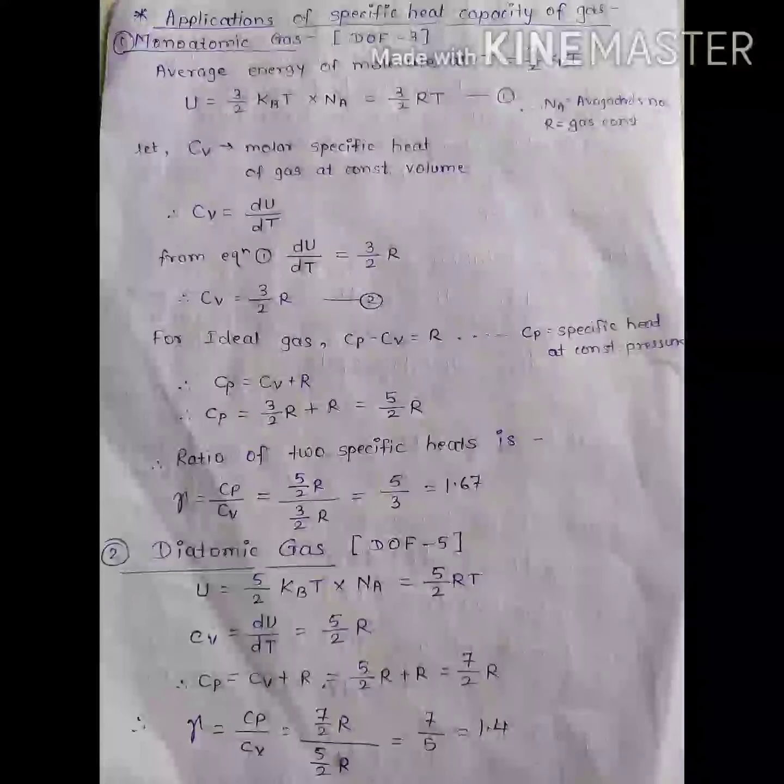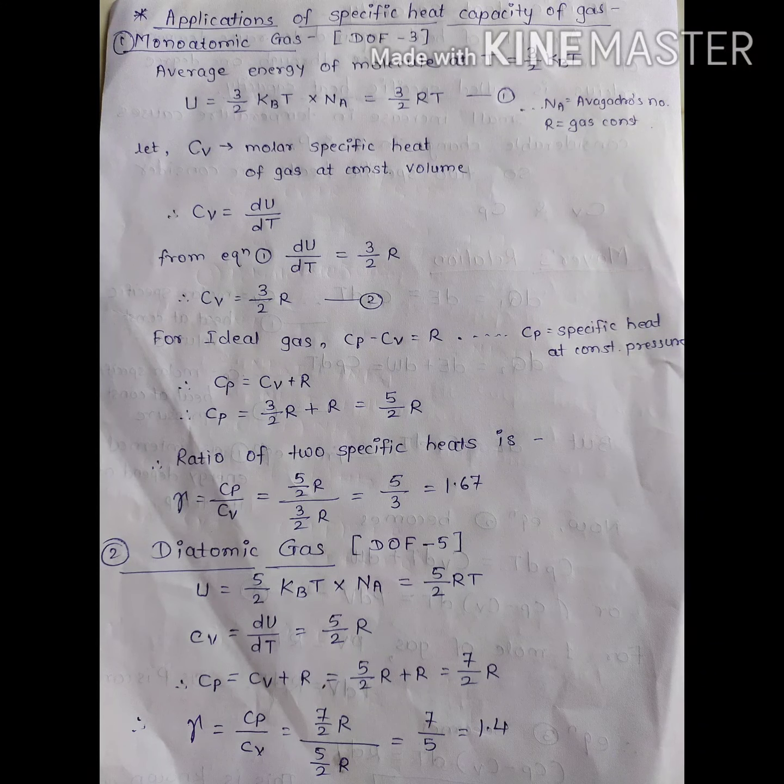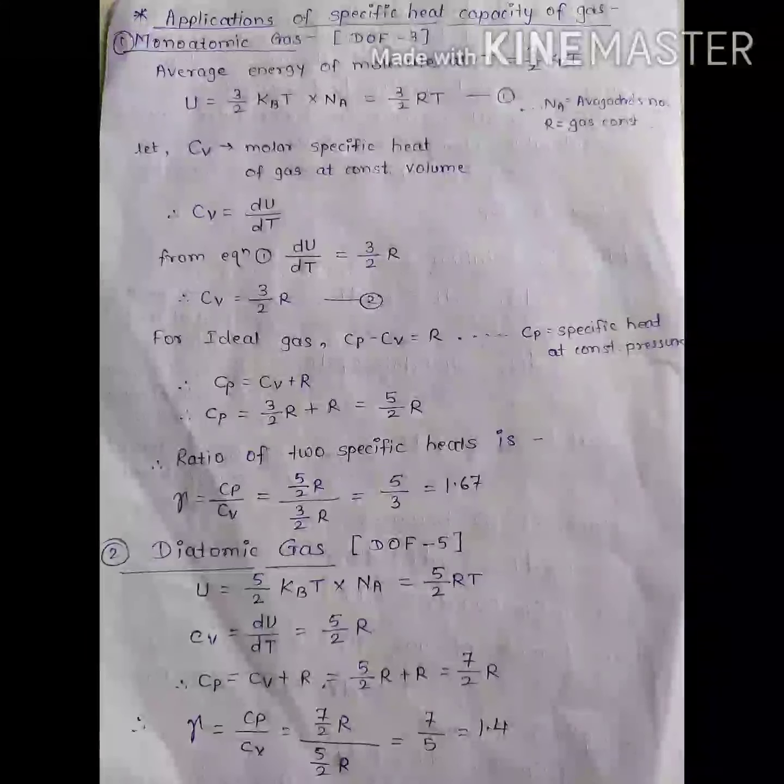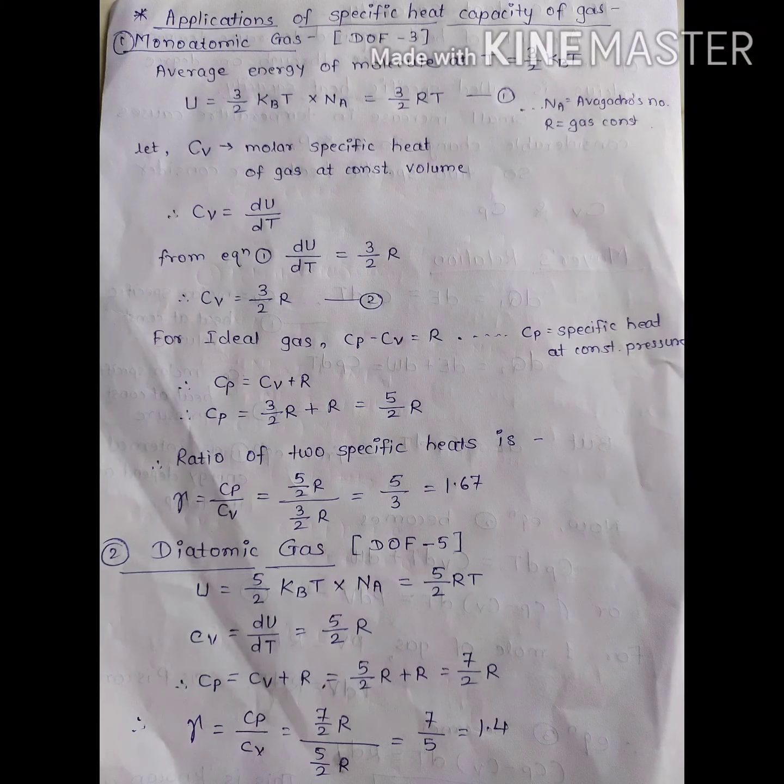Now let Cv be the molar specific heat of gas at constant volume. Therefore, Cv is equal to dU by dT. From equation 1, dU by dT is equal to 3 by 2 R. Therefore Cv is equal to 3 by 2 R. This is equation number 2.